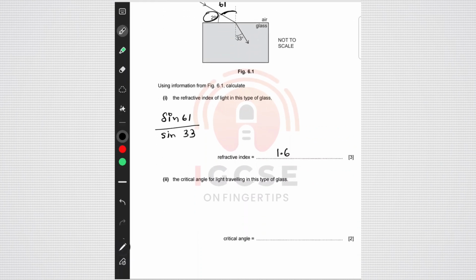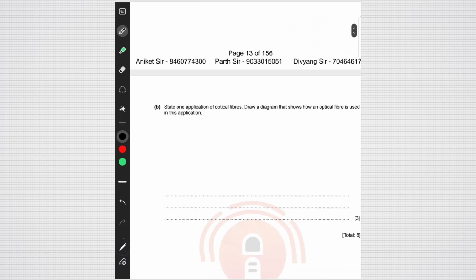Critical angle for light traveling in this type of glass block. So now I can clearly write sine inverse of 1 by n is equal to C. So sine inverse of 1 by 1.6. It is 38.68, so I will write 39 degree.